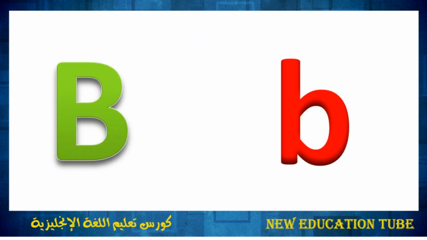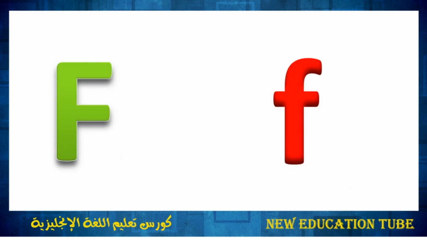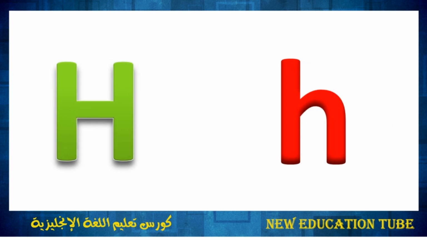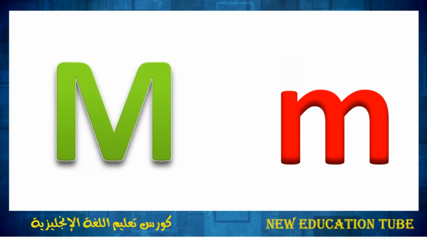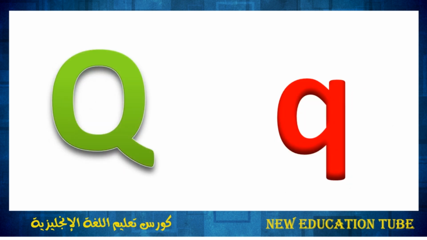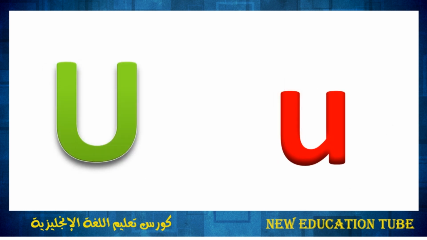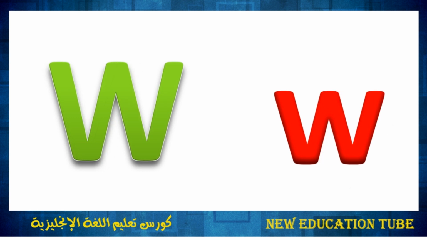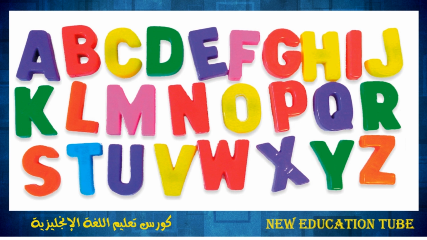A, B, C, D, E, F, G, H, I, J, K, L, M, N, O, P, Q, R, S, T, U, V, W, X, Y, Z. These are the alphabet. We are going to talk about the different kinds of letters.